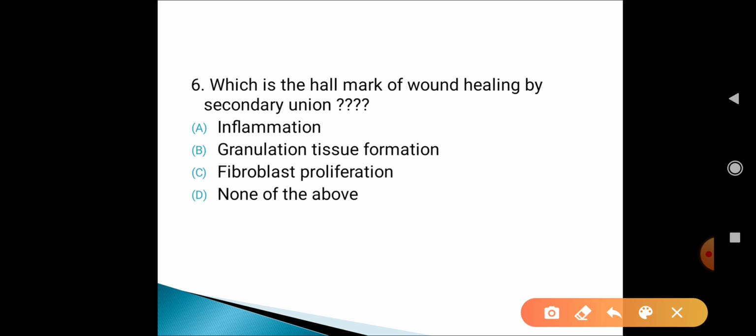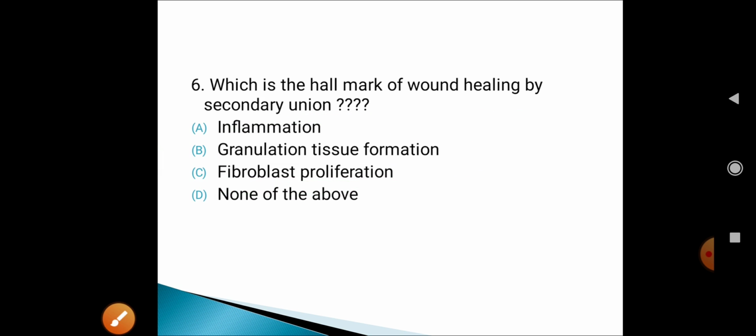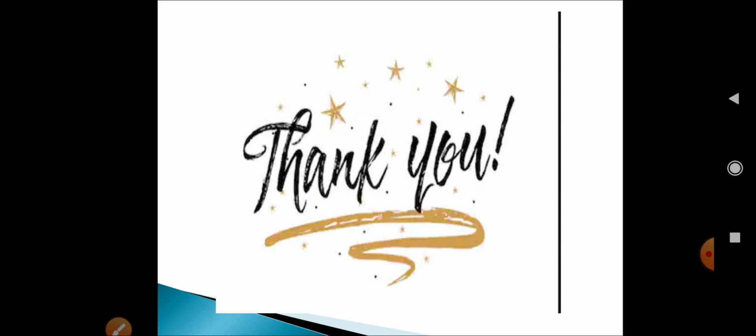Okay, which is the hallmark of the wound healing by secondary union? As I have discussed, whether it is primary union or secondary union, the hallmark of the wound healing is always the granulation tissue formation. It is the hallmark of the wound healing, guys. So your answer will be granulation tissue. Okay guys, so that is all regarding the basics of wound healing and the factors affecting wound healing.